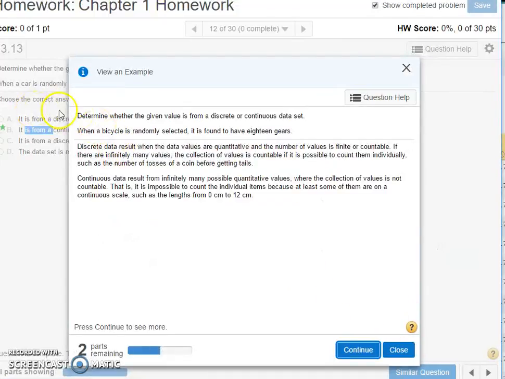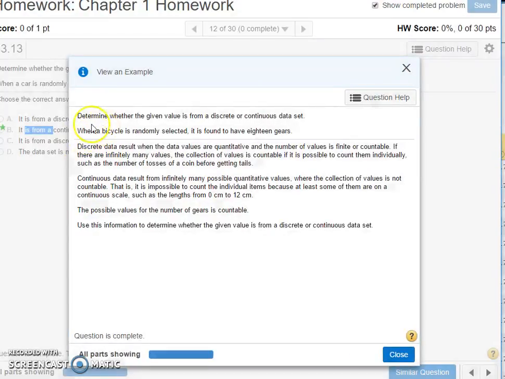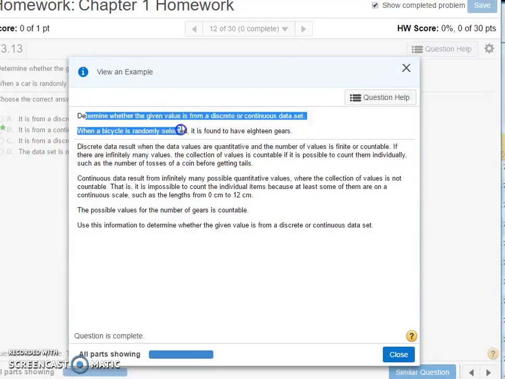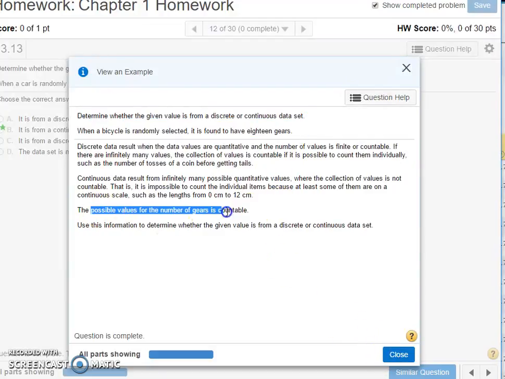On this problem, if I clicked on view an example, it's going to give me a discrete data definition and a continuous data definition. And then the possible values of gears, because it gives me a different problem. When a bicycle is randomly selected, it is found to have 18 gears. So this is going to be what? This is going to be, it's countable. So if it's countable, it's going to be discrete.